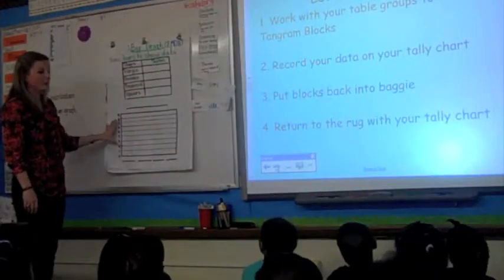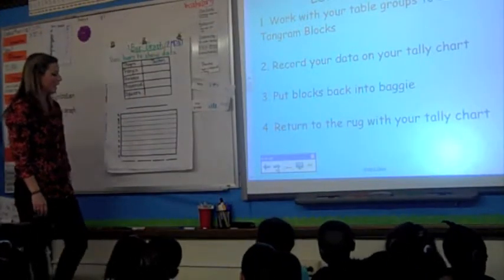Third, put the blocks. Where are we sorting our blocks? We're coloring them in color. You're sorting shapes and colors. Tally chart, and we're going to use that data to create a bar graph.